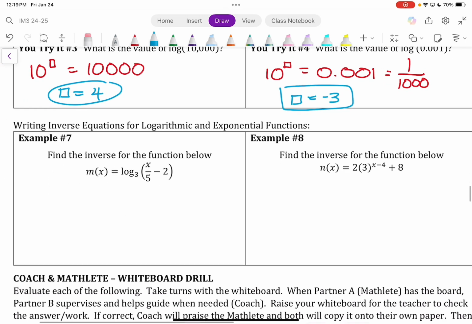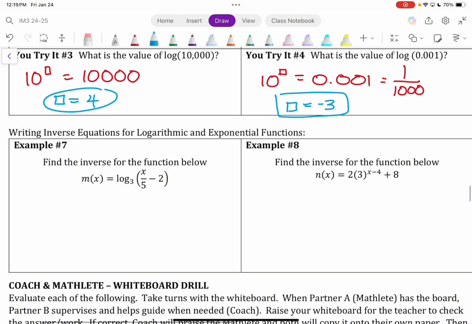All right. Moving on to 7 and 8. This is the last thing I'm going to show you for today. The rest will be time for you guys to work on the coach and mathlete, however you choose to do that, whether it's with a partner, as a group. I won't be assigning it as a coach and mathlete because that's what we just did last class. So I'm just going to let you guys determine that on your own.